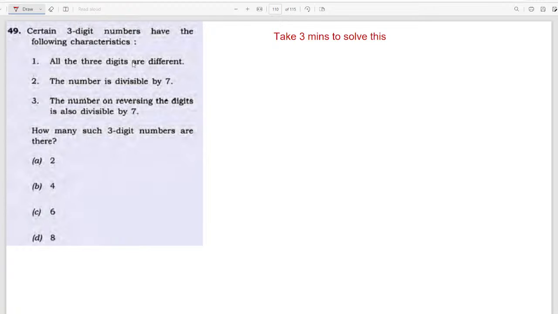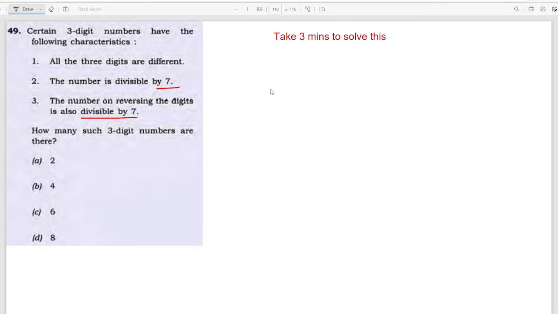How to go about this question? The question says that a certain 3-digit number has the following characteristics. All the 3 digits are different. The number is divisible by 7, and the number on reversing the digits is also divisible by 7. How many such 3-digit numbers are there?